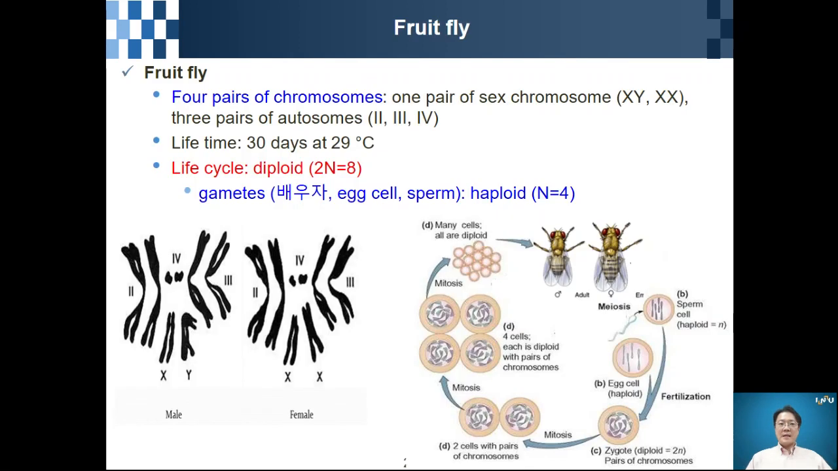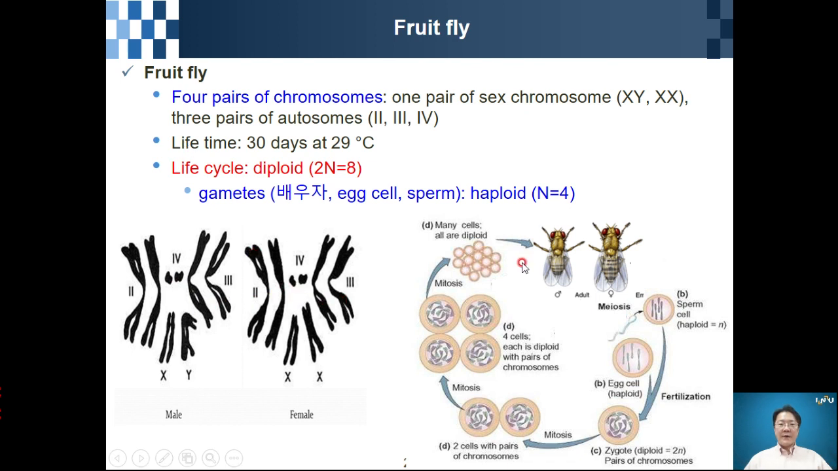So in this slide, I will explain the fruit flies. A fruit fly has 4 pairs of chromosomes: 1 pair of sex chromosomes and 3 pairs of autosomes. For example, male has XY as sex chromosomes and female has XX. And they have 3 pairs of autosomes: chromosome number 2, chromosome number 3, and chromosome number 4.